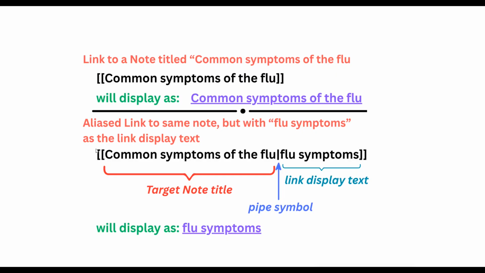In other words, we begin the link the normal way, two open brackets, and we select or put the title of the note we want to link to. But then, instead of completing the link, we put that vertical bar, that pipe symbol in, and after that we type whatever text we want displayed. Anything we want displayed for that link is what we put here, and then close the double brackets. This second link example down here will display like this. It will simply say flu symptoms. In other words, whatever I put after the pipe symbol. And naturally it's underlined and it's given the purple color. Let me demonstrate this in a vault now.